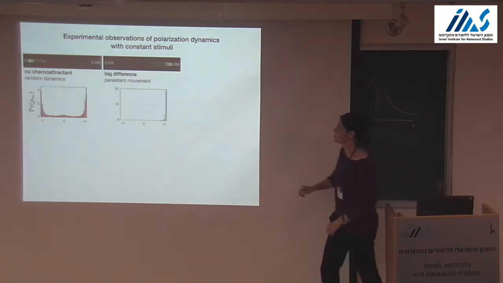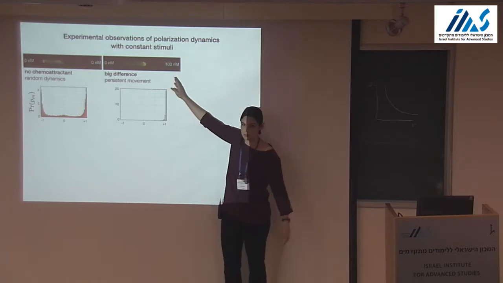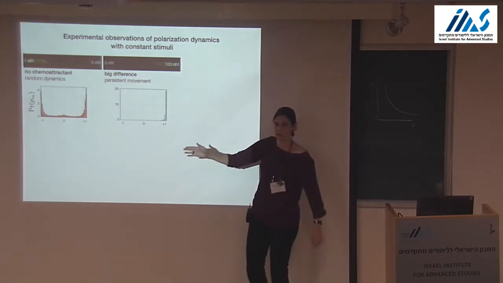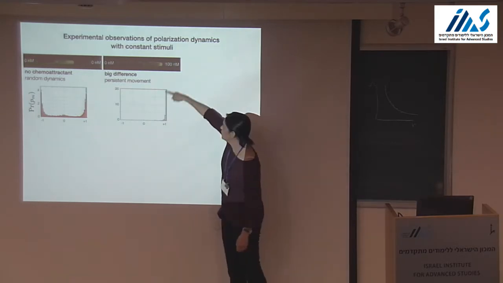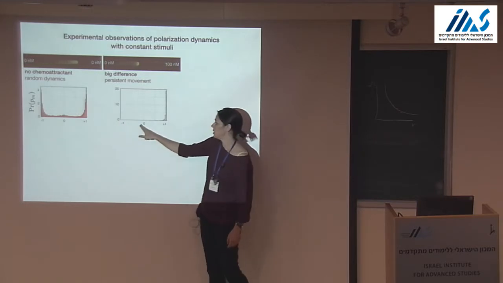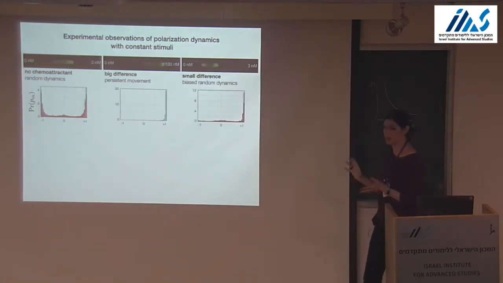Another case is when there is a very big difference. Here you have a saturating 100 nanomolar on one side, and you see that the cell just shoots in the right direction, right? So you have a huge peak at +1, no mistakes, never goes in the wrong direction, and no depolarizations. And lastly, something in between.